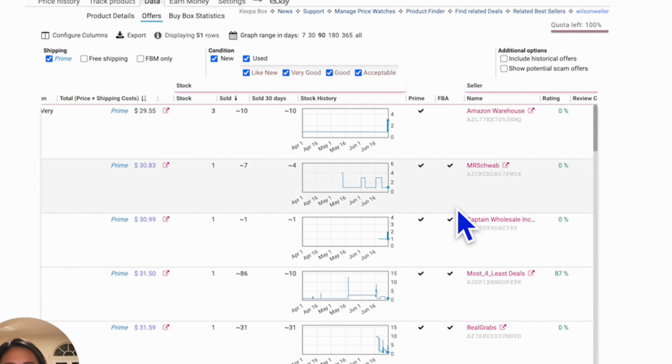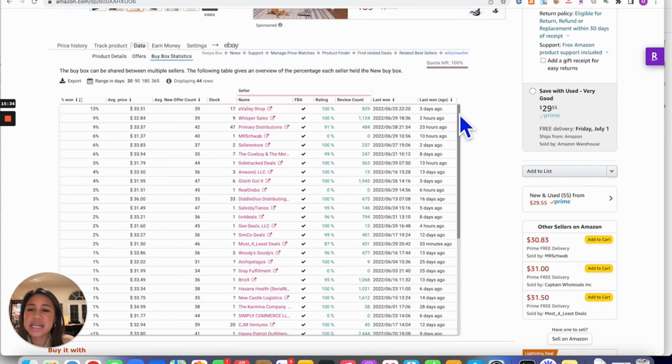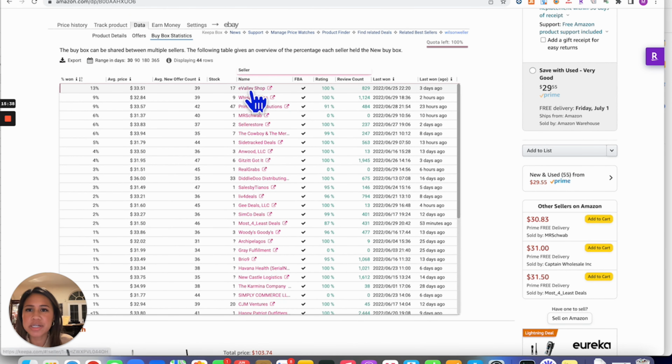And then the next thing that we need to look at is this, buy box statistics. This is going to show the statistics of this third-party seller. Like, what is the statistic of him winning the buy box? And he's won it 13% of the time. Whisper Sales has won it 9% of the time. Primary Distributions, 9% of the time.